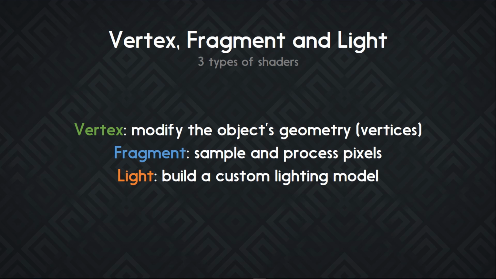And then there's the light shader. This one, you use it to interact with the lighting system, both in 3D and in 2D. It gives you access to some values that are specific to lighting, and you can build a custom lighting model. For example, if you wanted to do a toon or cell shading, that's where you would build it.